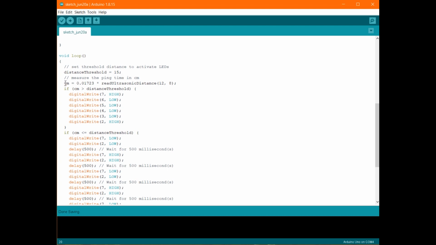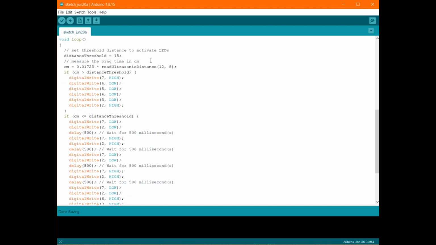Here is CM, the variable which we have initialized with 0.01723 times read ultrasonic distance via pins 12 and 8. As we have explained, read ultrasonic distance returns the time in microseconds, and this 0.01723 is the conversion factor which will be used to convert the time into the distance in centimeters, which is of our practical use. So here we get that.